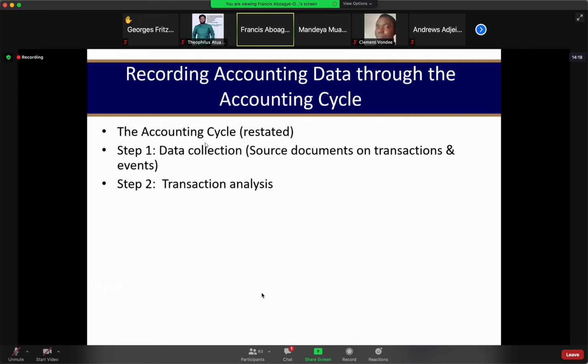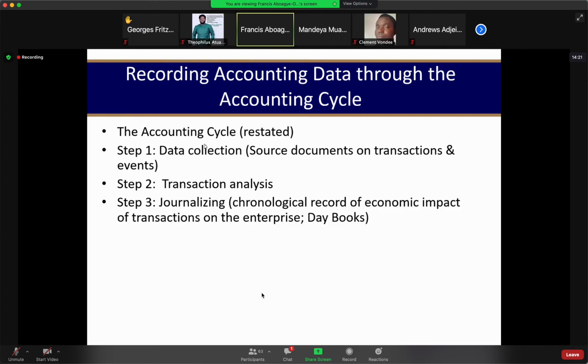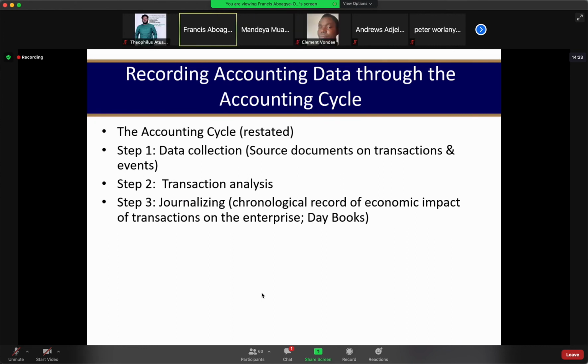Okay. Now, so the next is to try and analyze the transaction, and you will now record in a book of original entry. We mentioned examples of books of original entry. Can you give us an example? Sales day book. The sales day book. Okay, very good. What do we use the sales day book for?